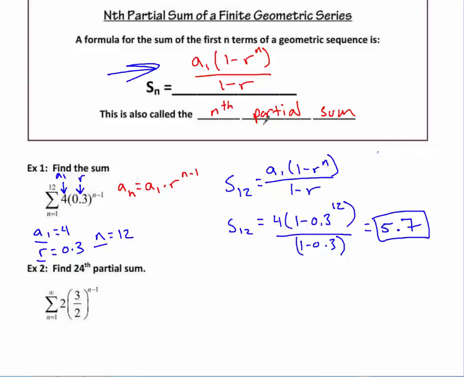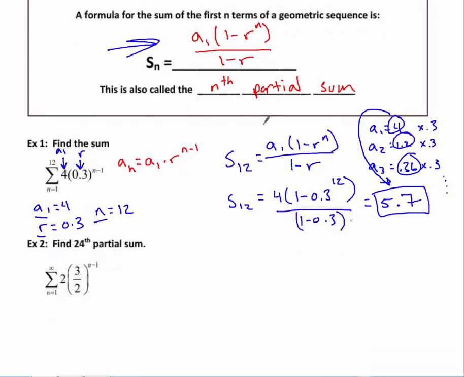And that should make sense to you because your A1 is 4, your A2 is 4 times 0.3, which is 1.2. And then we times 0.3 again, and we get 0.36. And if we keep doing that times 0.3, all the way down 12 times, you can see that we're getting smaller and smaller numbers added together. So to go from 4 to 5.7, that's not unreasonable. That's what those 12 numbers added together would be. So just keep in mind that's what's happening here.